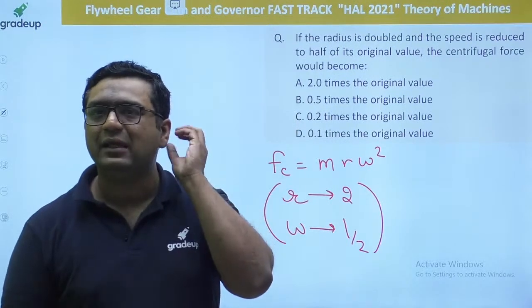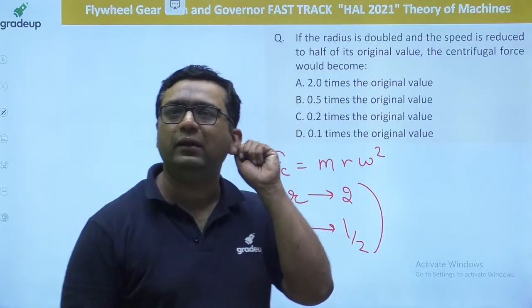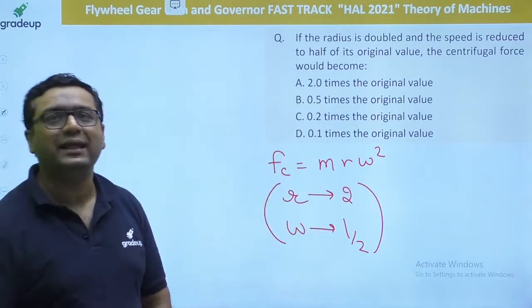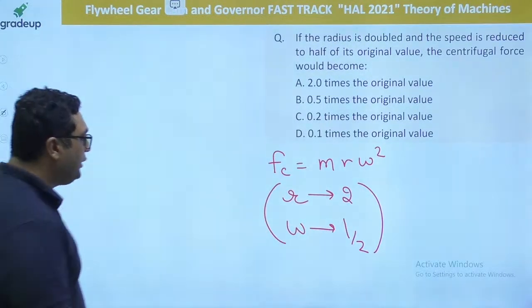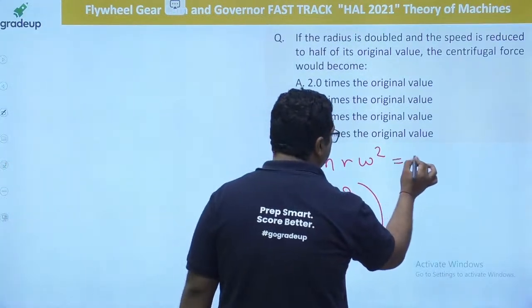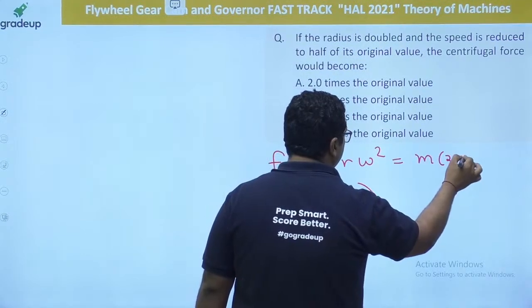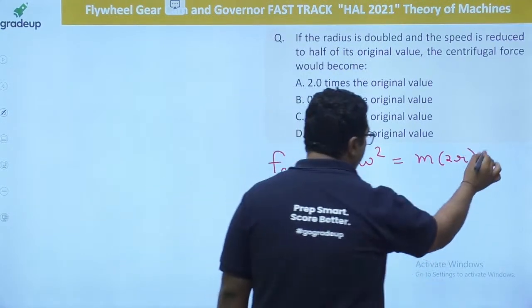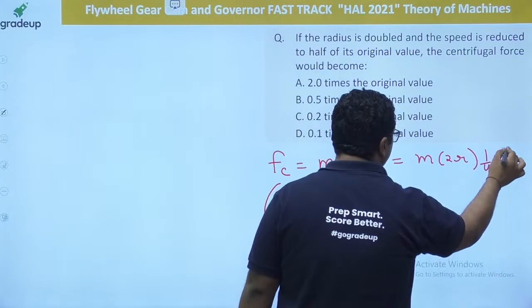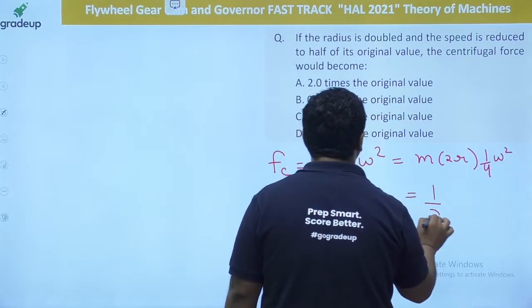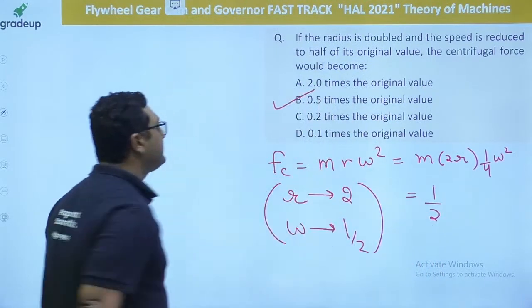Gaurav Vajpayee is saying B, Aditya is saying B, Mandeep Kaur is saying B. So when you make the radius 2 times and omega half, it will be 1 by 2, that is 0.5 times. B is correct for that.